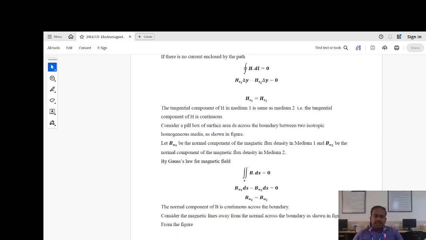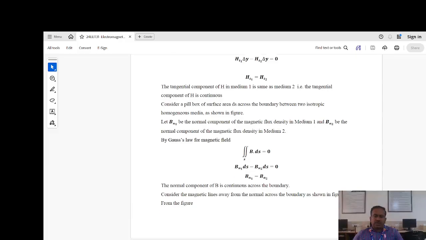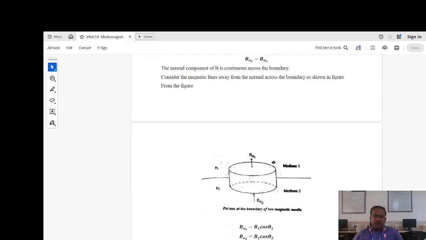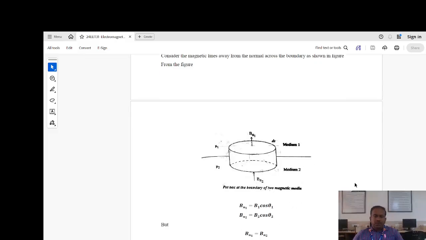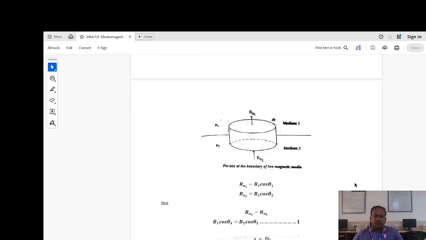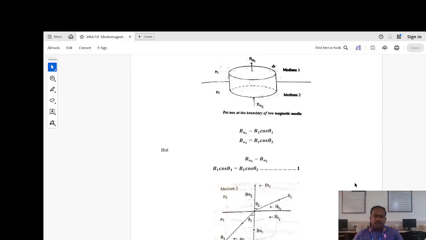Next case, consider the magnetic lines away from the normal across the boundary as shown in the figure. We represent the pillbox at the boundary between the two magnetic media, where mu1 and mu2 are the two different media. Bn1 equals B1 cos theta 1 and Bn2 equals B2 cos theta 2. But we already derived Bn1 equal to Bn2. So B1 cos theta 1 equals B2 cos theta 2. That is equation number 1.